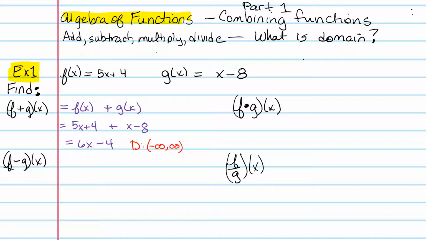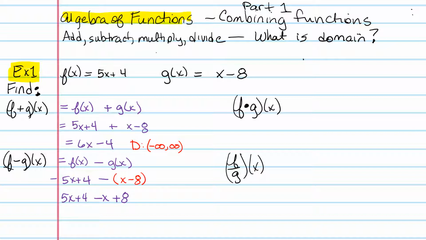The second part is the subtraction. Now, subtraction of functions is a little trickier, just because anytime you throw in subtraction, you have to worry about signs. So f minus g of x is the same as f of x minus g of x. And because it's subtraction, I'm going to be a little more careful when I write subtract g of x. And so that's going to force a little more sign change, and so that gives me 5x plus 4 minus x plus 8.